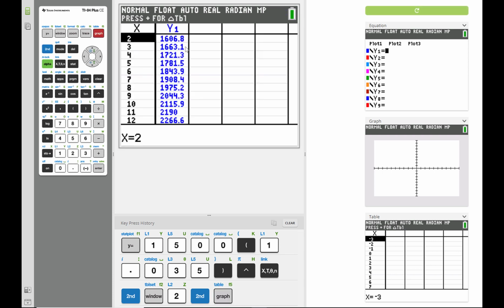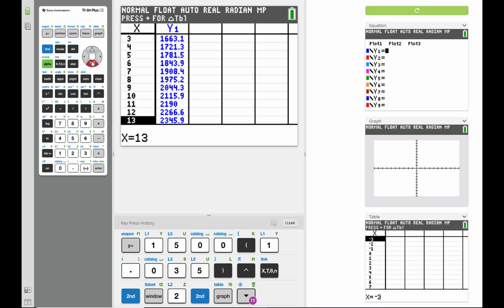Here we have values for x on the left hand side and values for y, or y sub 1, on the right hand side. At the very top of the table we see 2 and 1,606.8. If I scroll down, I see that it goes all the way up to 20. Here I have x equal to 10 with y equal to 2,115.9, and at the bottom I have x equal to 20 and y equal to 2,984.7. So from looking at this table, I'm able to get the values that I need to evaluate my function.